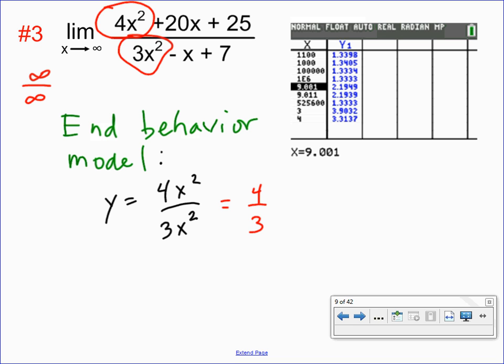4/3 is a horizontal line, right? And so as x approaches infinity, then the y value approached is 4/3. Gosh darn it. That looks pretty darn good.